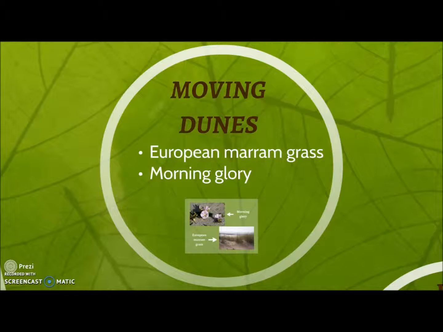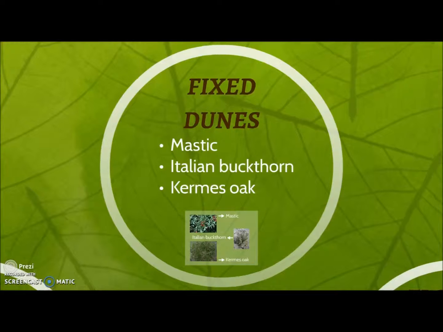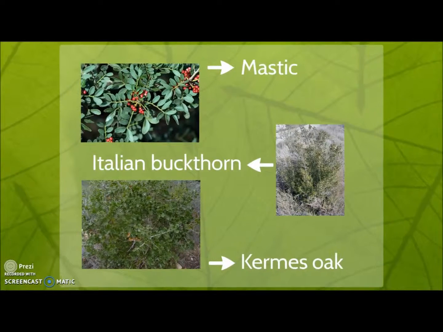We can find moving dunes vegetation such as the European marram grass or morning glory. In fixed dunes there are bushes, for example, mastic, Italian buckthorn or Kermes oak.